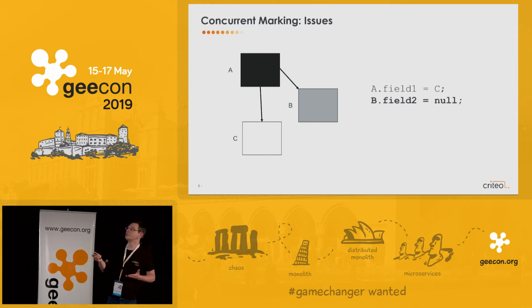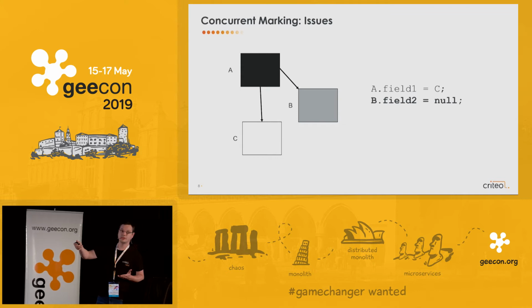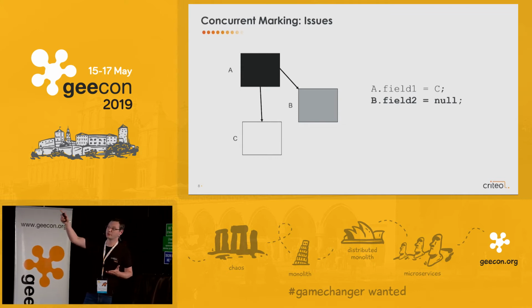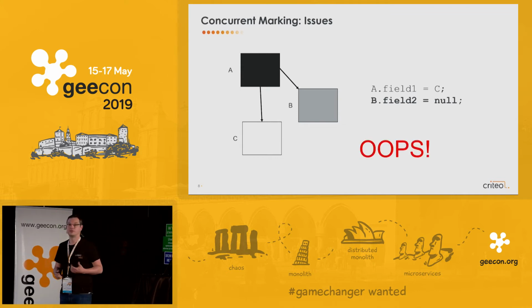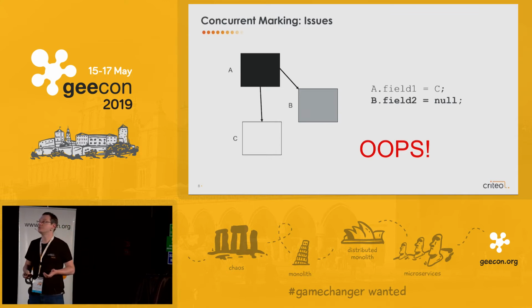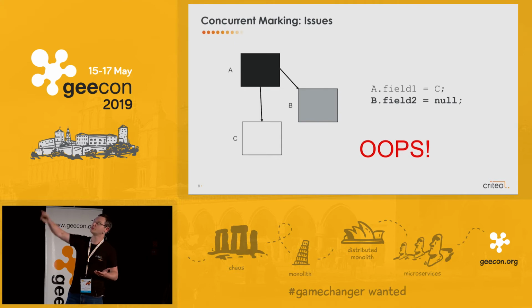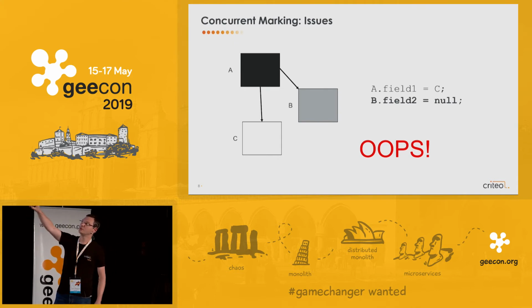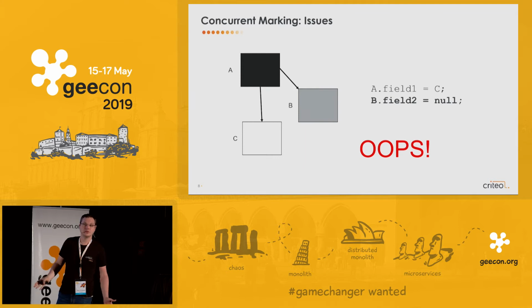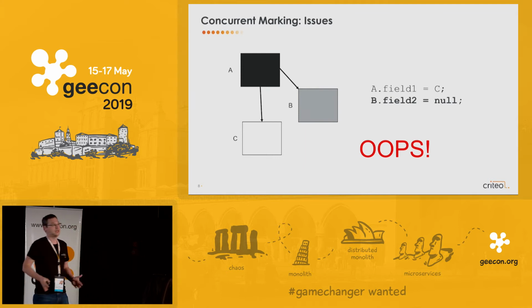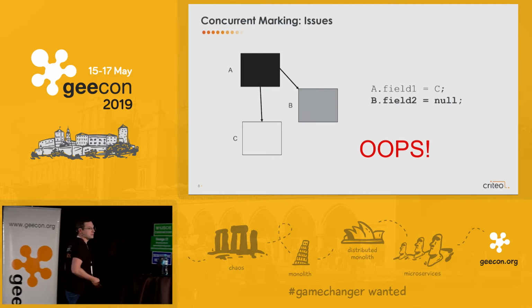So we are storing into a black object a reference to a white object, and we're destroying all the paths from a gray object to a white object. Oops, we missed the C object. In this situation, we cannot reach the C object because A references C, but we are not marking through A because it's black, and the gray object has no relation and no path to the C object. So the C object will be considered as garbage, and still we have a reference to this object.